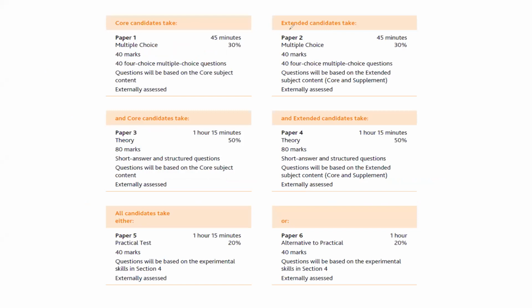The candidates who are taking the extended one will select paper 2. Paper 2 is multiple choice questions. The duration for this exam is 45 minutes, and the total marks for this exam are 40 marks. Paper 4: the duration is 1 hour and 15 minutes and the total marks are 80. And for paper 6, the duration is 1 hour and the total marks are 40. So you will select paper 2, paper 4, and paper 6.